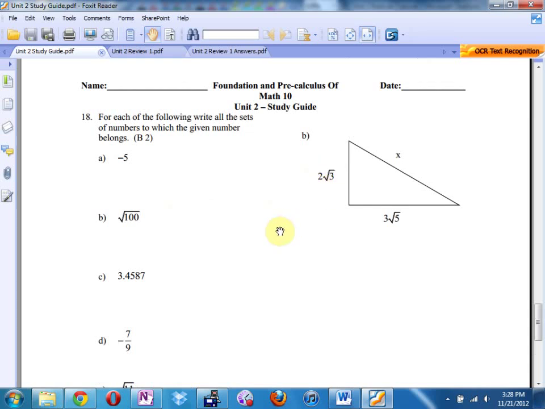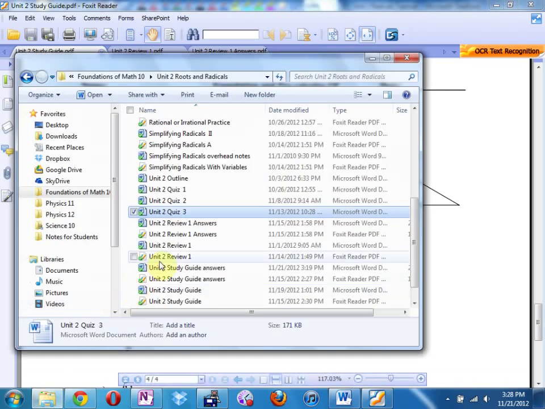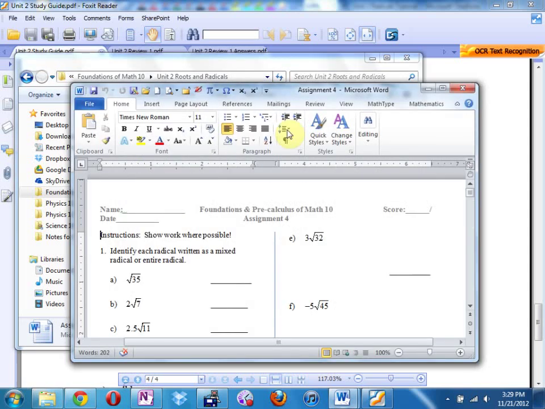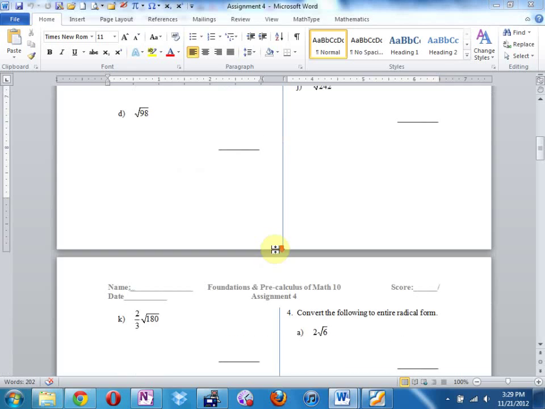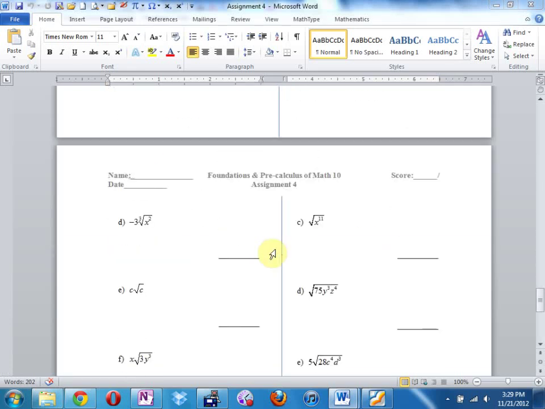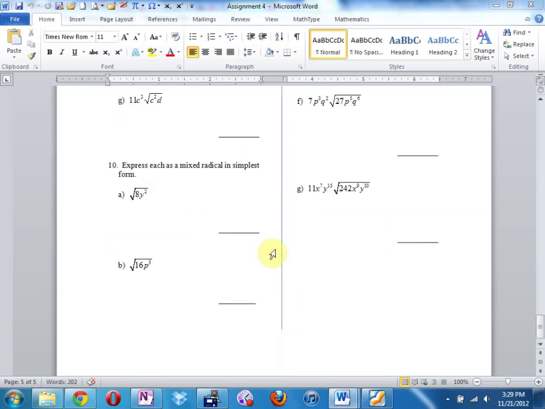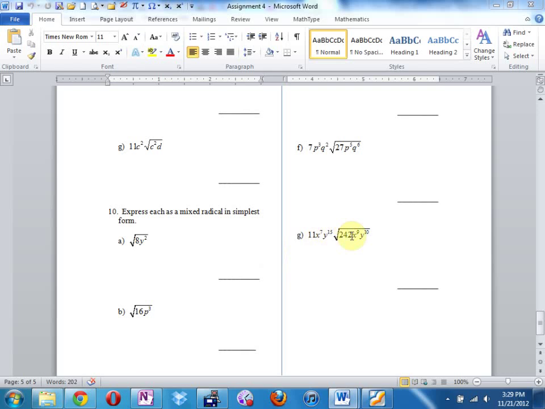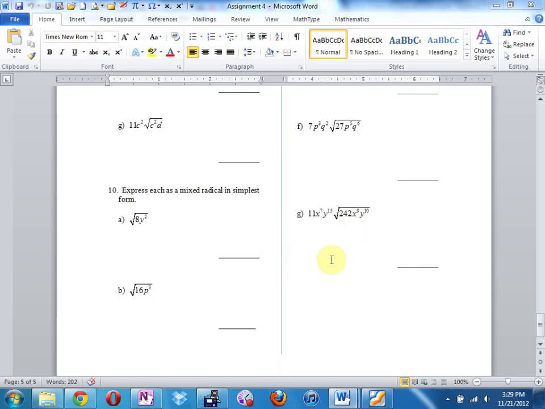Yes, Darian, my friend. Assignment number 4, 10G. Assignment number 4, we're going way back. Expressed as a mixed radical in simplest form. Oh, this one. Ooh, wow. Eesh. This one, 11. This puppy here? Wow.